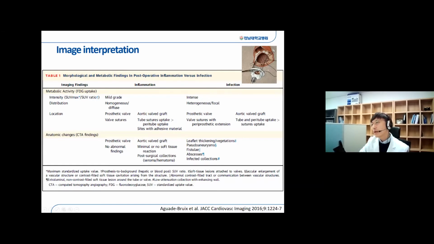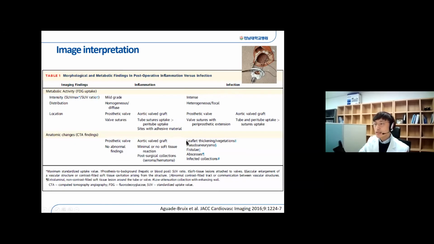Here on the right upper image, you can see the conceptual picture for aortic valve replacement, and the adhesive materials and post-op peri-tube suture areas are here, so it can be a little bit separate from the valve itself. And the real infection shows intense heterogeneous uptake, and it is located in the prosthetic valve itself.